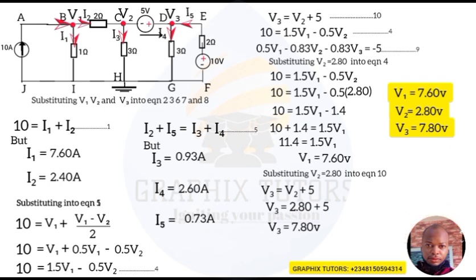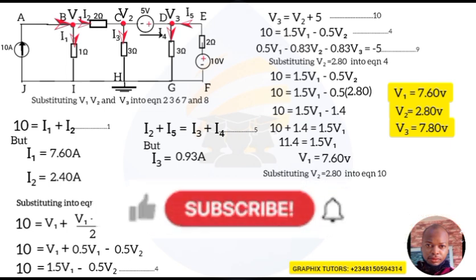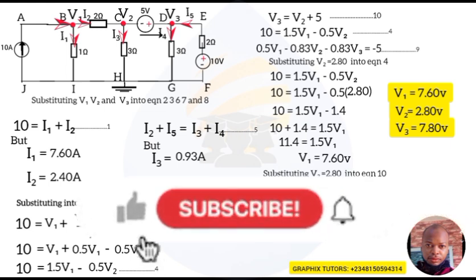And that will give us 0.73 amperes. So we have successfully calculated the branch currents and the mesh currents, which I have shown you on the screen. So my I1, I2, I3, I4, and I5 are 7.6 amperes, 2.4 amperes, 0.93 amperes, 2.6 amperes, and 0.73 amperes respectively.